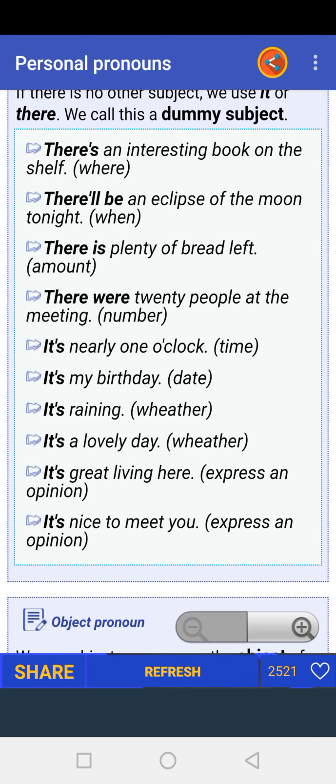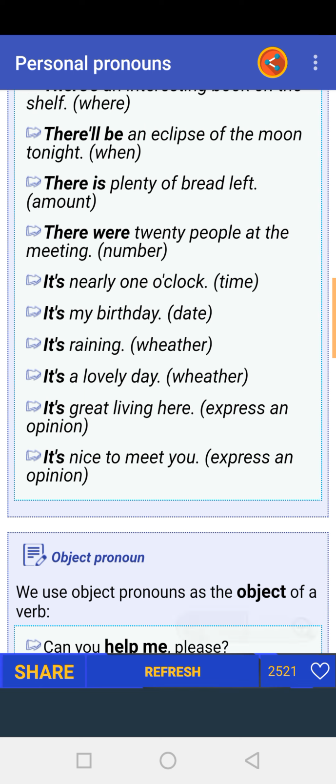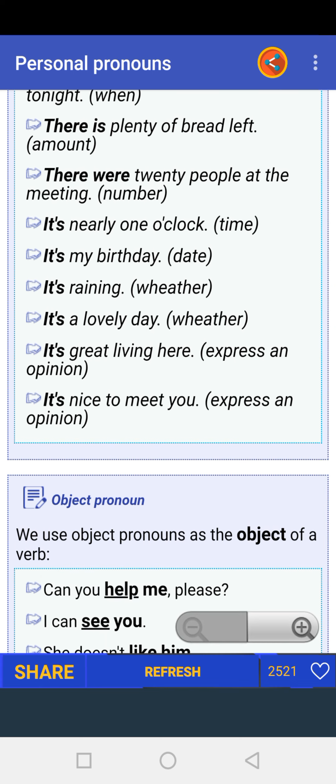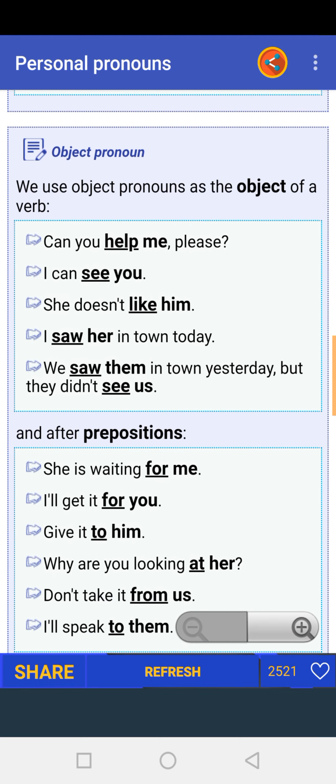There is plenty of bread left. The amount of bread. The amount. There were 20 people at the meeting, so the number. It's nearly 1 o'clock. The time. It's my birthday. Here the date. It's raining. Weather. It's a lovely day. Weather, to express weather. It's great living here. Express an opinion. It's nice to meet you. Express an opinion.